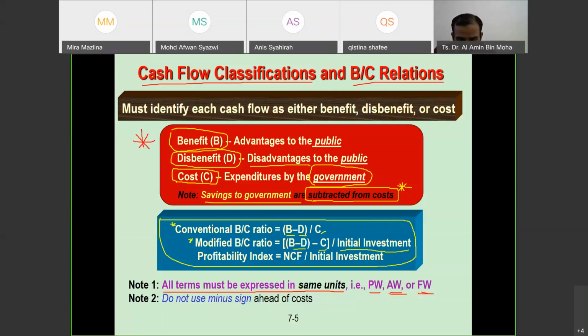If you are using annual worth, then it should be annual worth for all the elements, all the terms, and for all the cases until the end. And do not use a minus sign ahead of cost. So this is the main concept.